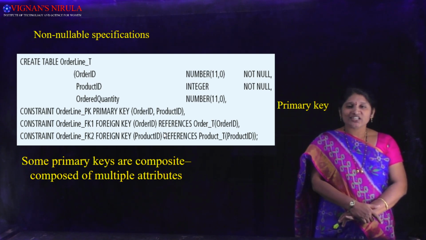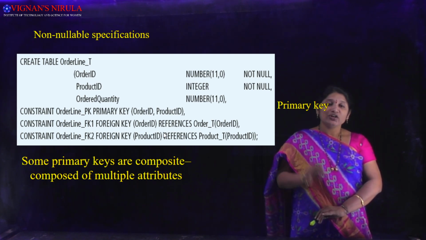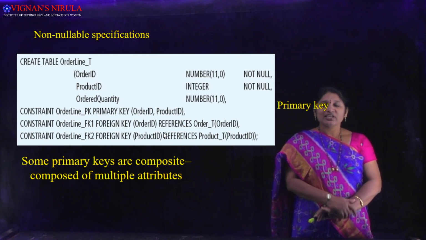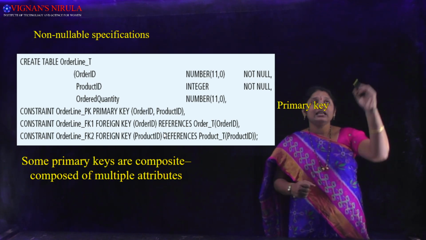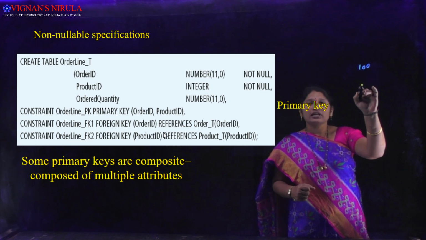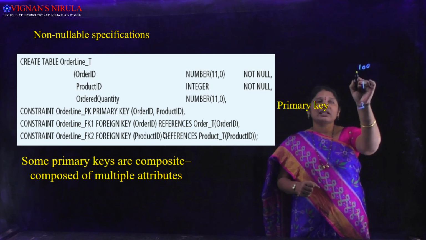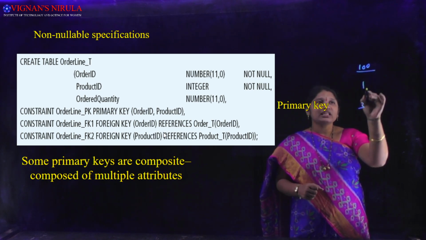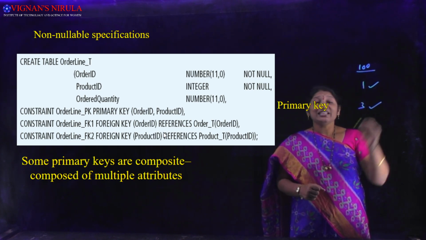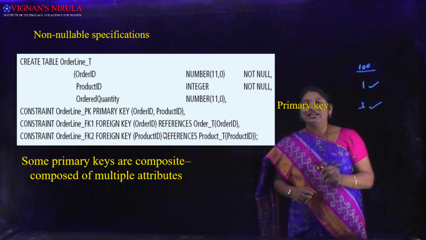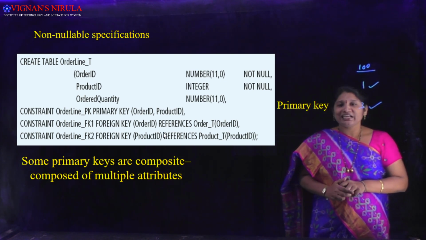Next, what is the next attribute? Ordered quantity. In how many quantities this particular product has been ordered. So for example, in order ID 100, product 1 has been ordered 3. What is the meaning of this? Through order number 100, we are ordering product 1 in 3 quantities. Product 1 is ordered in number 3 through order 100. That is the purpose of your order line table.